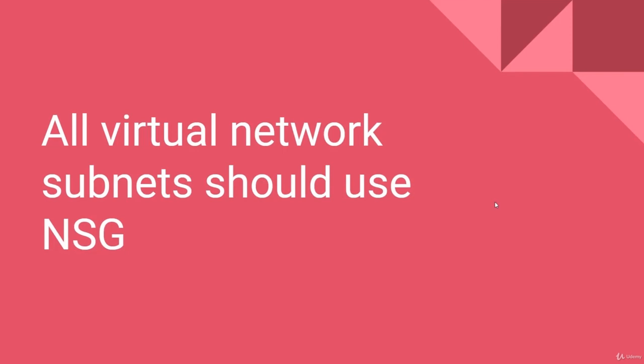First up, all virtual network subnets should use a network security group. So a network security group is the most basic layer of allowing or denying traffic. You should make your network security groups fairly tight, so deny as much traffic as you can from ports and from sources that do not need to be accessing that network, and make it universal that all of your virtual network subnets have an NSG.